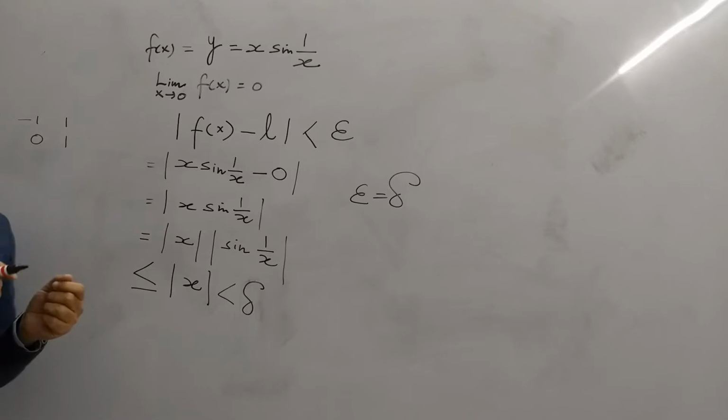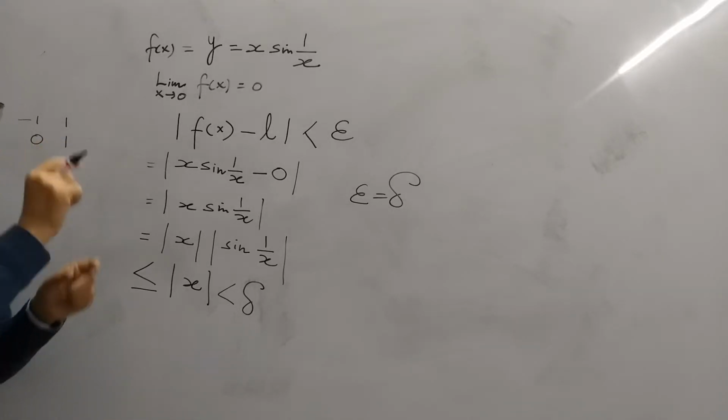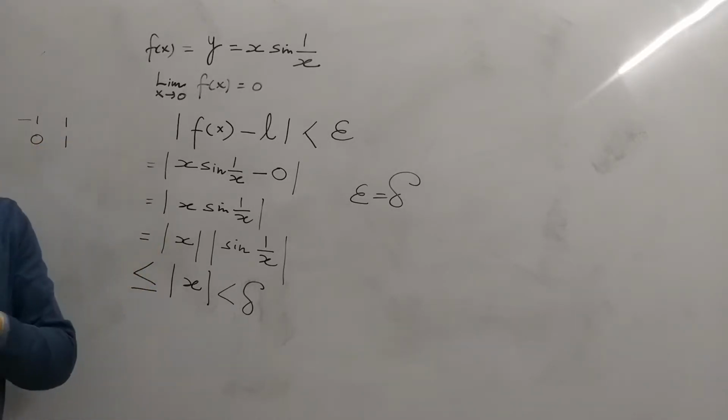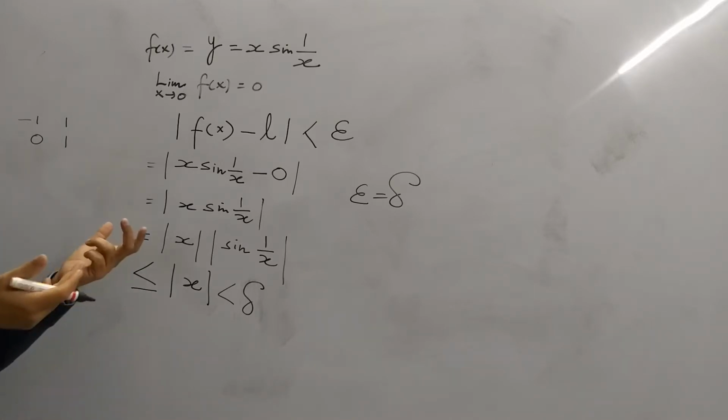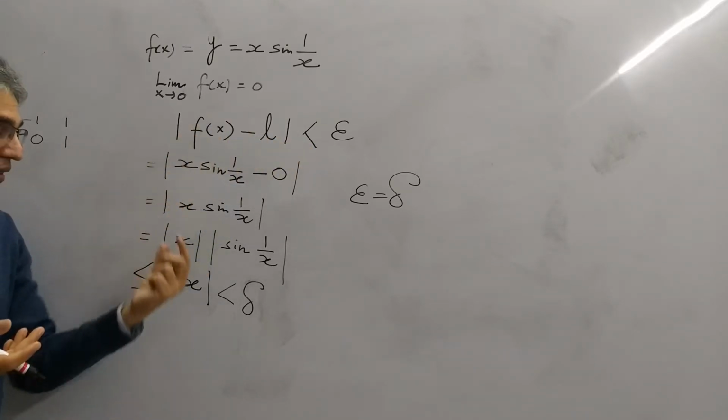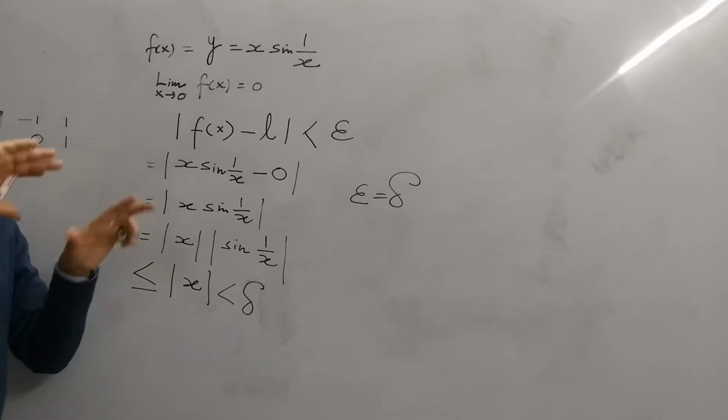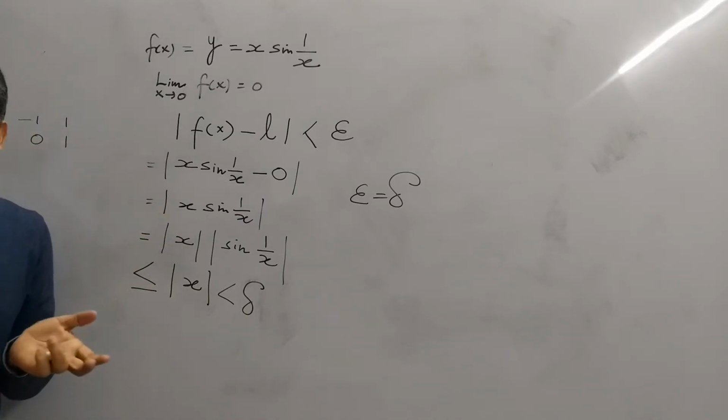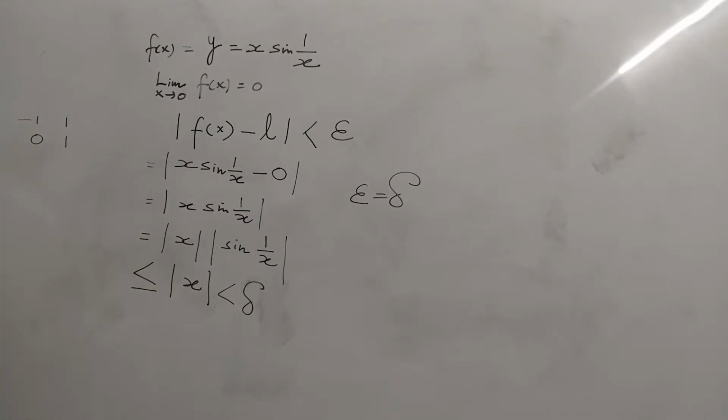So in the last case, delta was 1/5 of epsilon. In this case, simply delta is equal to epsilon. But the important thing is that the deviation here is by epsilon and the deviation of x is by delta. We have chosen delta and epsilon to be the same. So here also the limit exists.